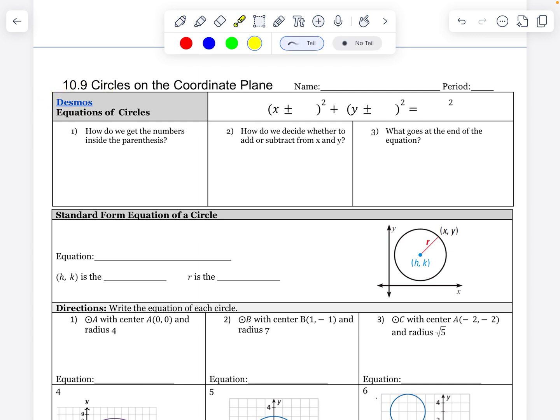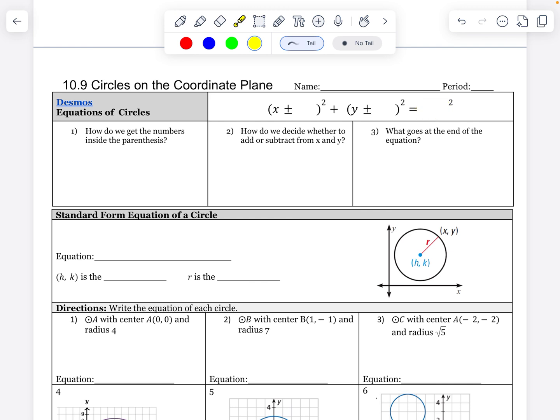So how do we get the numbers inside the parentheses? We're trying to figure out how we're going to get those numbers. How do we decide whether to add or subtract? So this is add or subtract, add or subtract. Are we going to add sometimes or subtract sometimes? And then what goes on the end of the equation?